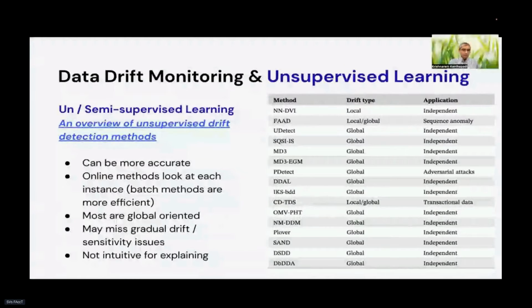They can often be more accurate, but they tend to provide an overview of the global picture, and as a result, they may miss gradual drift or sensitivity issues associated with the model. In addition, often these class of methods may not be easy to explain to a non-technical user, such as a business or decision maker.